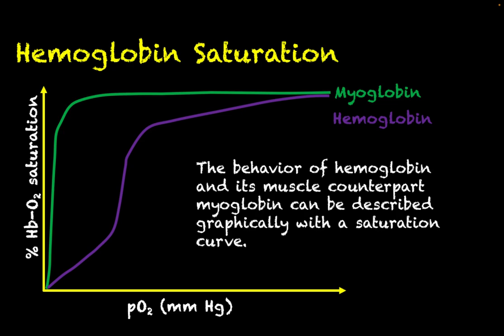So we can actually mathematically model and graph the behavior of hemoglobin and its muscle-containing counterpart, myoglobin. Myoglobin is not found in the blood. It is actually contained within skeletal and cardiac muscle, but it is a related oxygen-binding molecule in the same way hemoglobin is. So hemoglobin and myoglobin can both have their oxygen binding behavior described by what is called a dissociation curve, which is shown here.